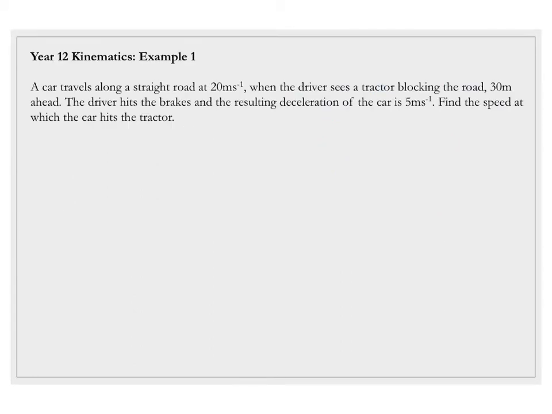So we're going to have a look at a few examples of the variety that you may have seen in Year 12 kinematics, just to recap using these constant acceleration equations. We have a car travelling on a straight road at 20 metres per second when the driver sees a tractor blocking the road 30 metres ahead. The driver hits the brakes and the resulting deceleration of the car is 5 metres per second squared. Find the speed at which the car hits the tractor.